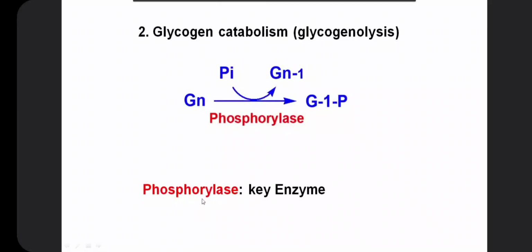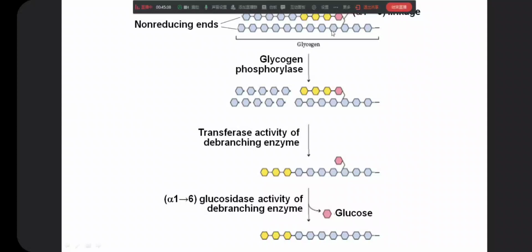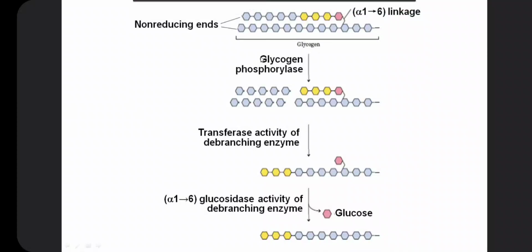And this glycogen phosphorylase is a key enzyme in glycogenolysis. Next, the debranching enzymes are involved in removing branches from the glycogen. The terminal glucosyl residues from the outermost chains of the glycogen molecules are removed sequentially until approximately 4 glucose residues remain on either side of the 1,6 branch. And this figure shows you how the debranching enzymes are involved in removing branches from the glycogen.